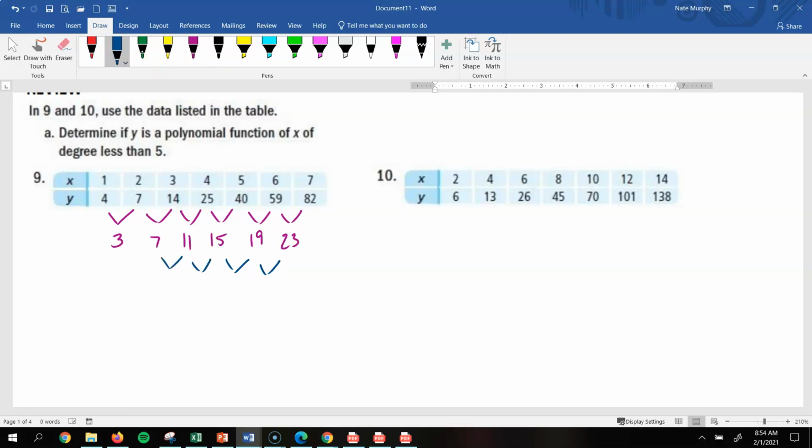So now I have to do this again. By the way, if you're wondering, well, what does this sentence here mean? It's going to be degree less than 5. Well, that just means if we get to the 5th set of differences and they're not the same, you can stop.